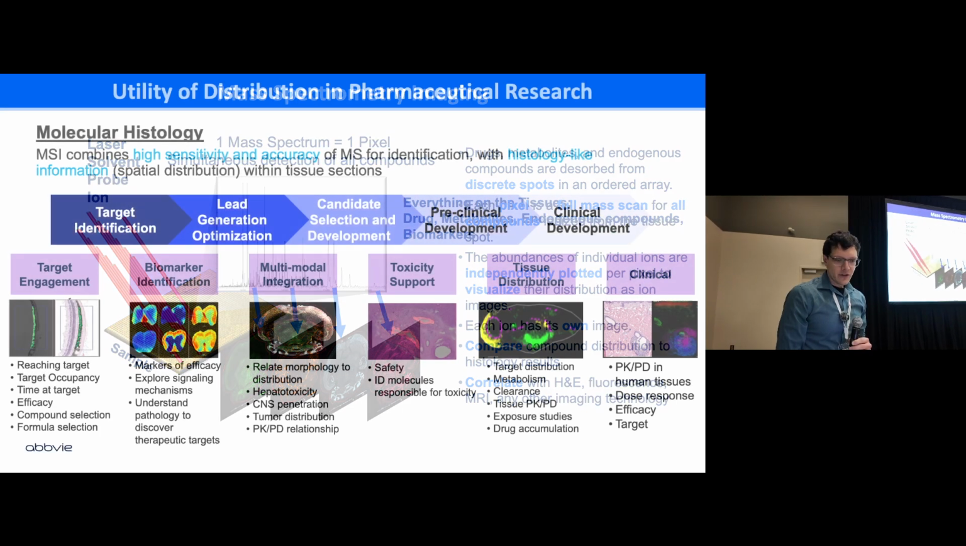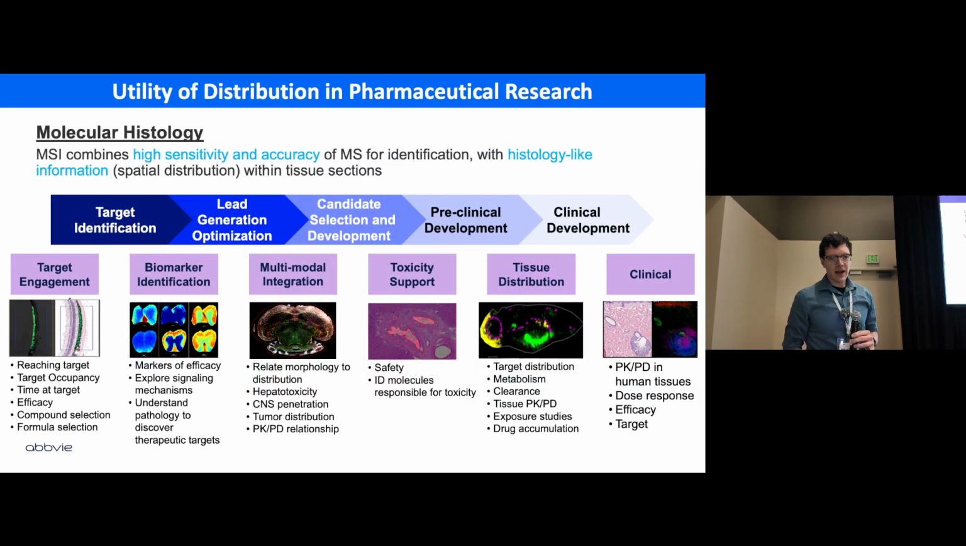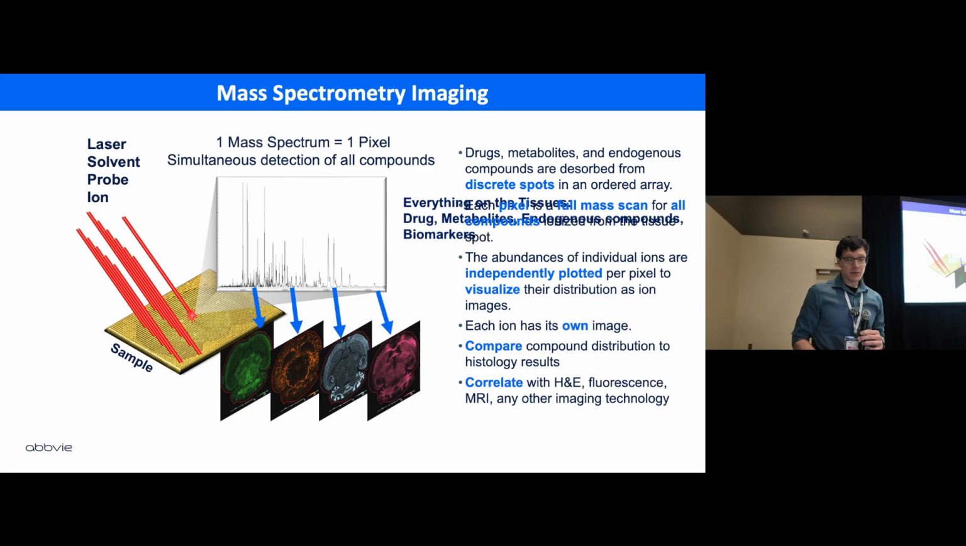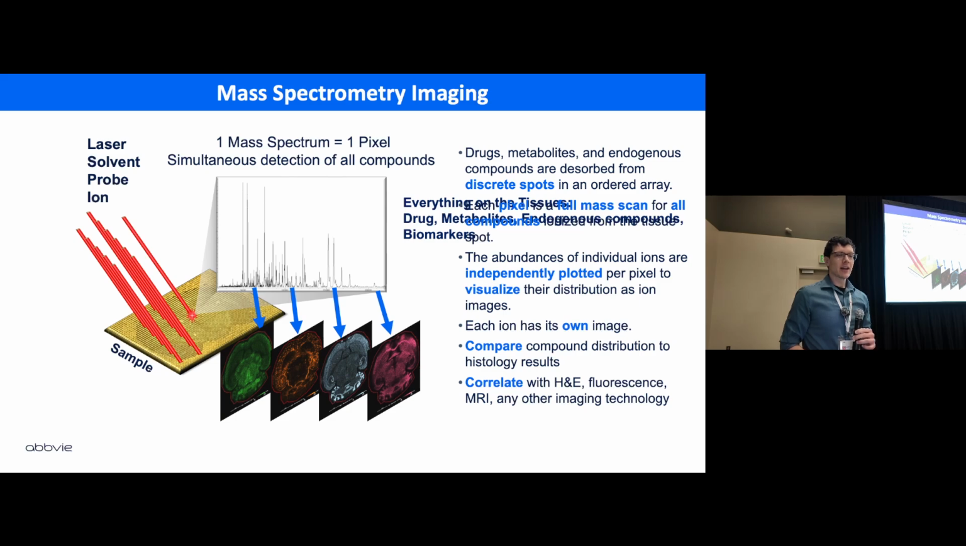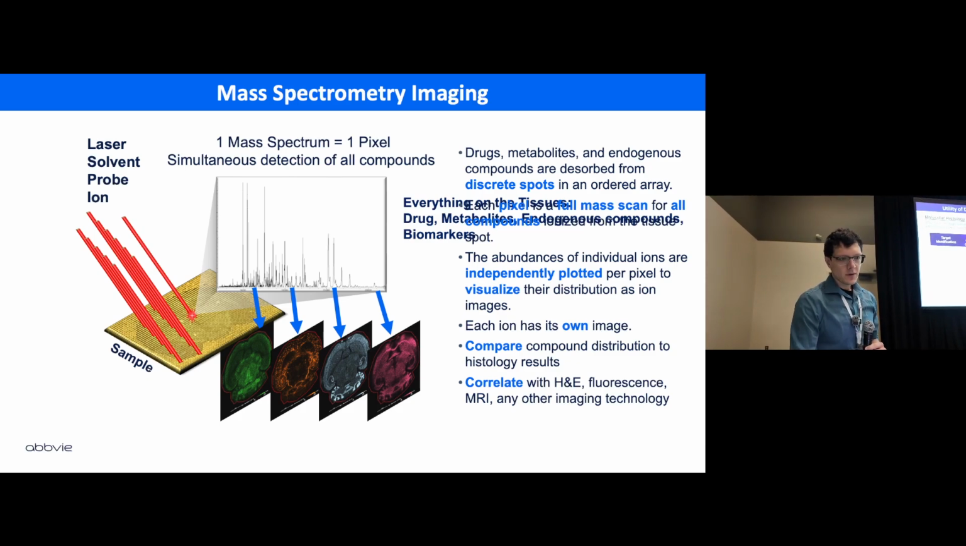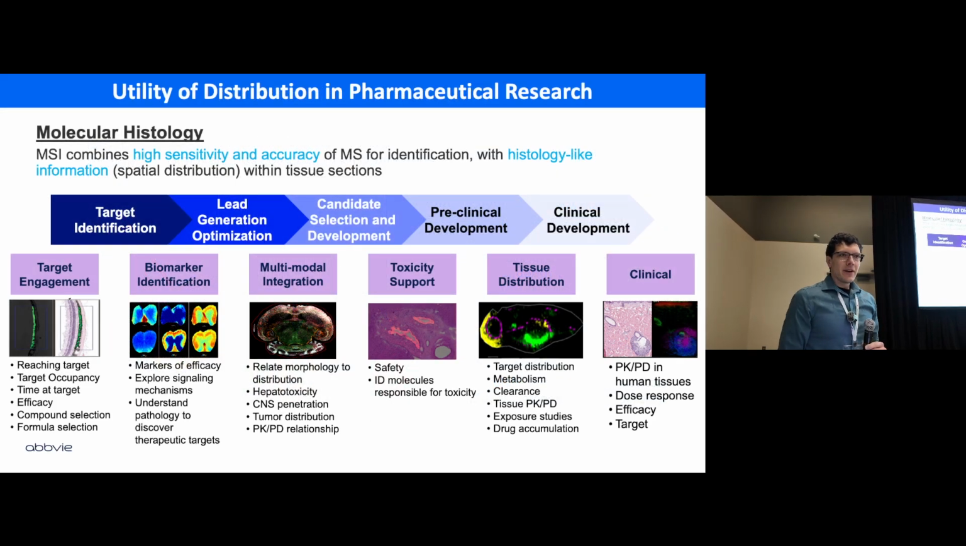But one of the last things that we like to be able to do with our tissues is compare compound distribution to histology results. So we often correlate our data with either H&E, fluorescence, or MRI, or a bunch of other imaging technologies to say whether or not the things we're seeing match with the same things that people are seeing if they take these drugs and do positron emission tomography on them. So we like to call it in AbbVie molecular histology, MSI combining that high sensitivity and accuracy of mass spectrometry for the identification with histology-like information, the spatial distribution within tissue sections.